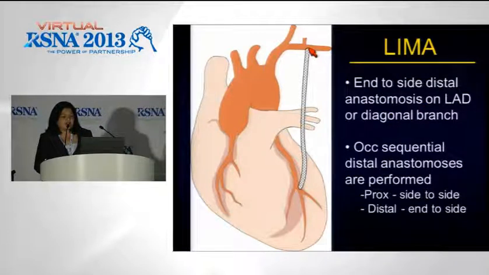I showed you a vessel that was doing a side-to-side or end-to-side anastomosis. Here you have an in-situ graft, and you want to look at the subclavian proximal to the LIMA when you're evaluating them, because if there is tight stenosis there, then it will hamper the graft. So here is the LIMA to the LAD. Occasionally the LIMA can be used as a sequential graft.